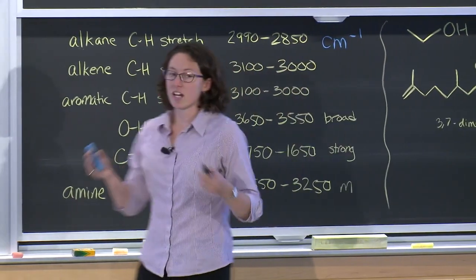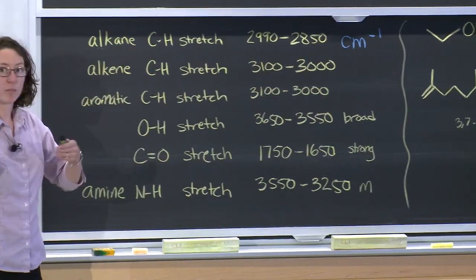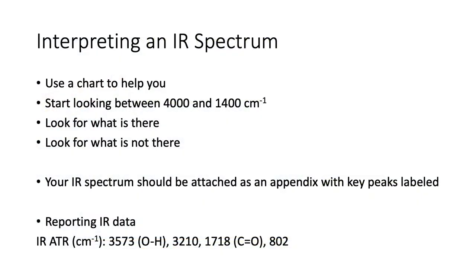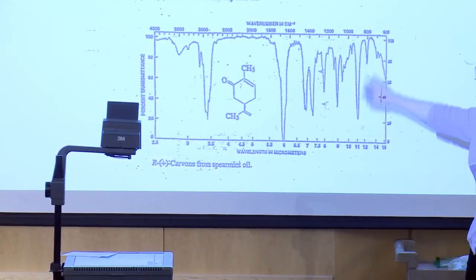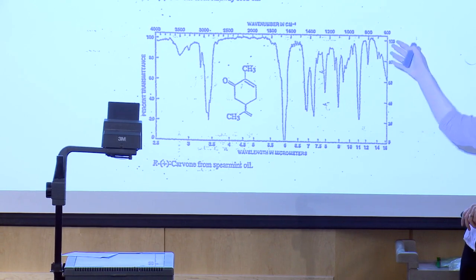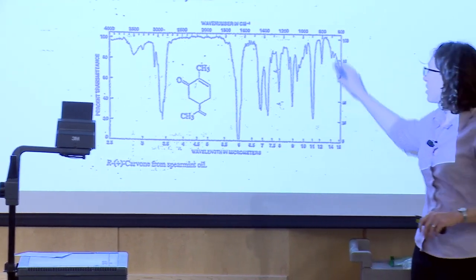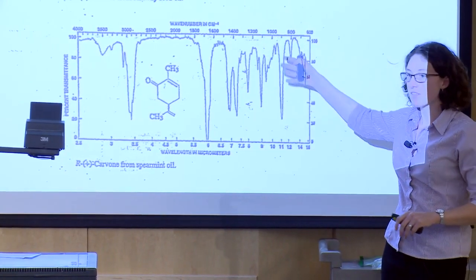So when you get your IR spectrum back and you take it in the lab, you're going to print it out, and then you can use one of these charts to help you. The best place to start looking at an IR spectrum is between 4,000 and 1,400 wave numbers, like this half. Because you can see on this side, there's a lot going on down here, and you might say, oh, that's got a ton of information in it. Not so much. This is called the fingerprint region, and it does have a lot of information in it.